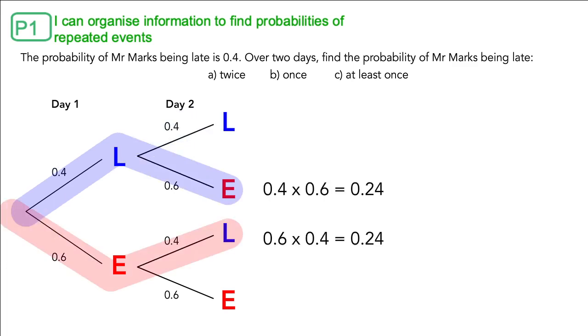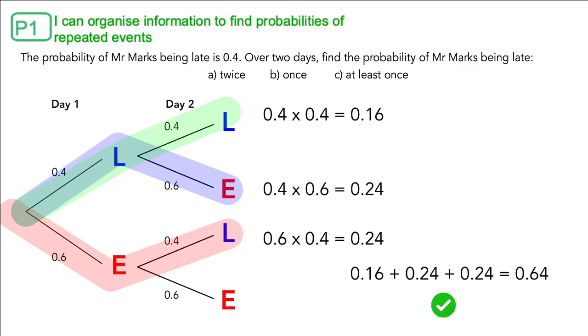Being late once, the pathways that Mr. Marks is late once are these two, as there is one late in each. We multiply through them to get 0.24 and 0.24. Since they both apply, we add them together to give us 0.48. The question was, what's the probability Mr. Marks is late at least once? We could also include this outcome in our calculation as there is at least a late there. So the calculation would be 0.16 plus 0.24 plus 0.24, which equals 0.64. This is the final probability.